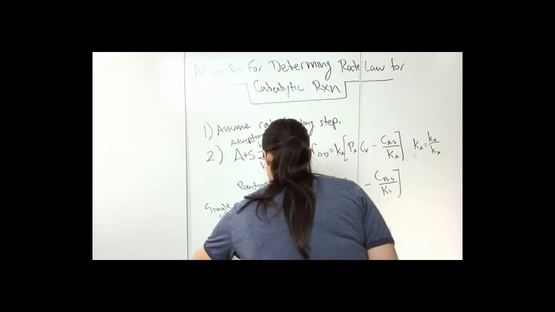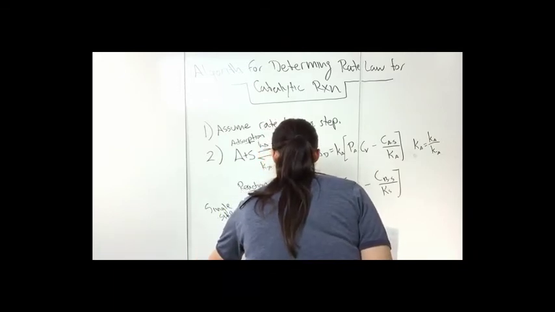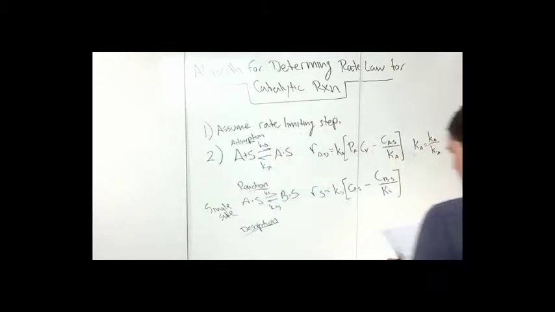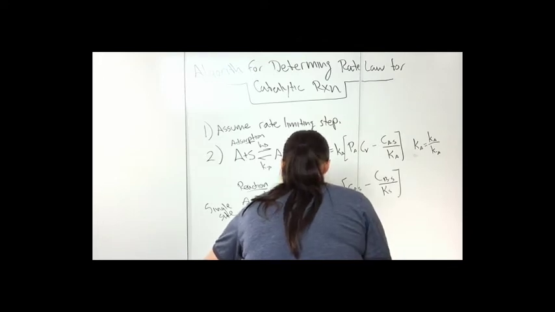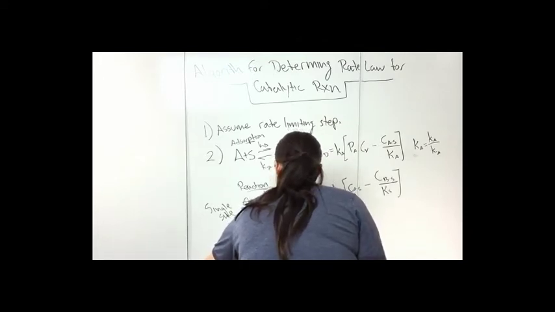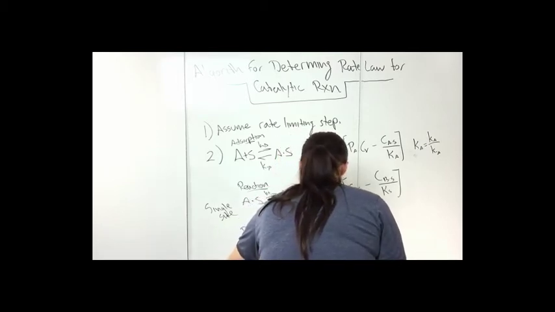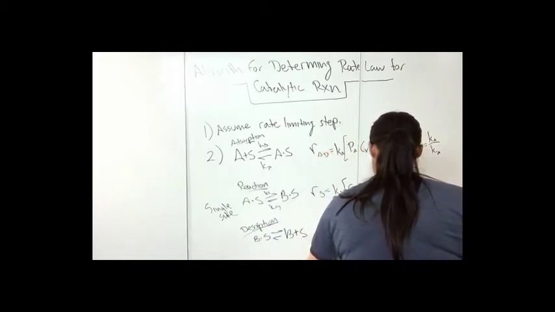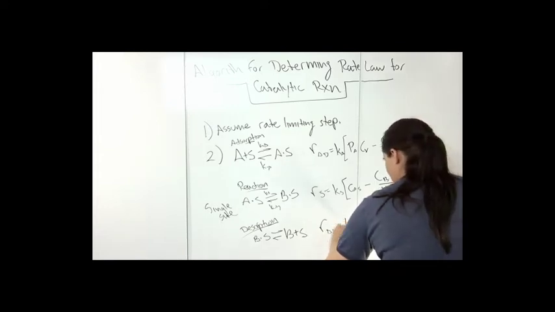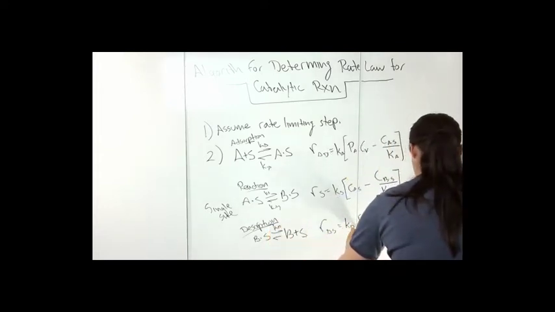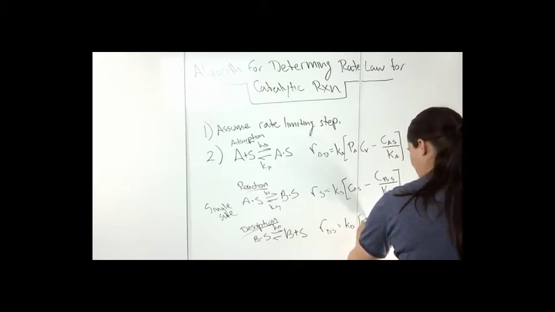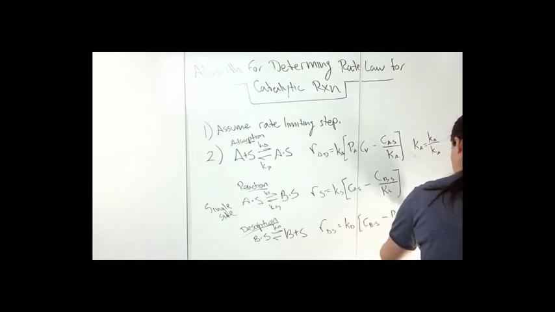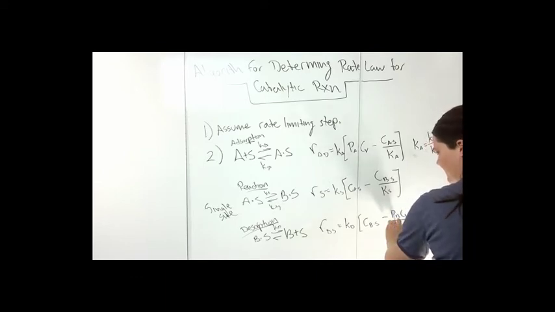So then the last one would be the desorption. So let's just say that you have BS to B plus S. And so then I'm just going to say RDS is equal to KD, and this is KD right here, multiplied by CBS minus PB CB over KD.